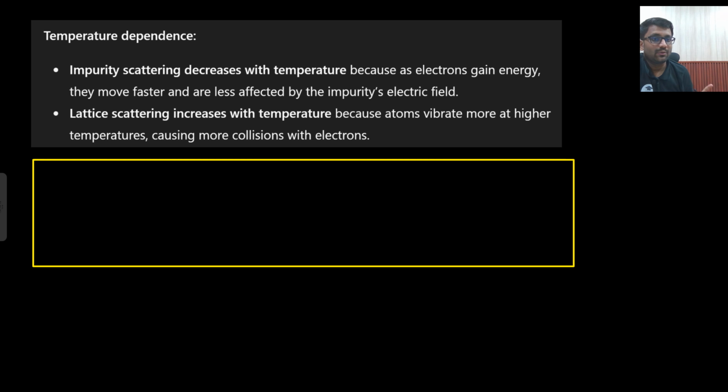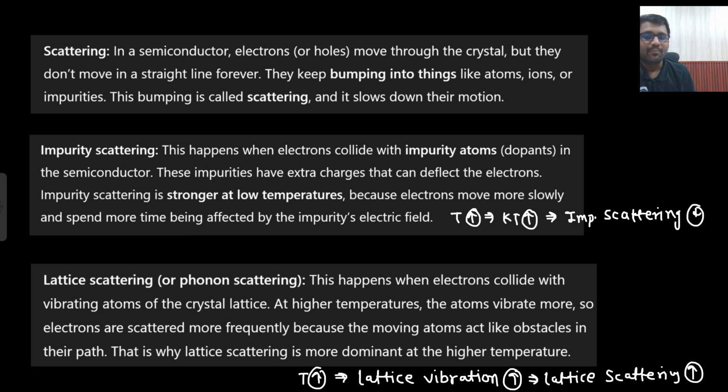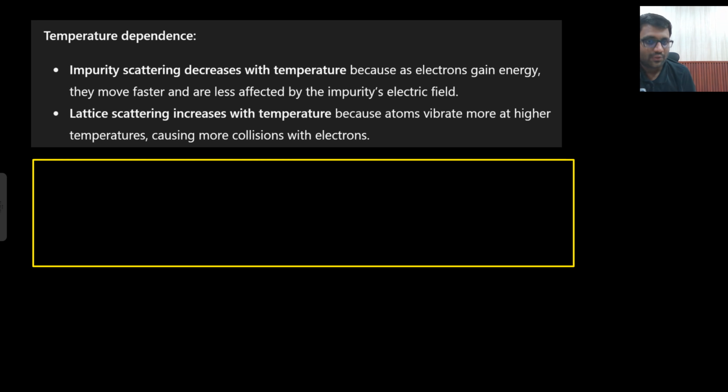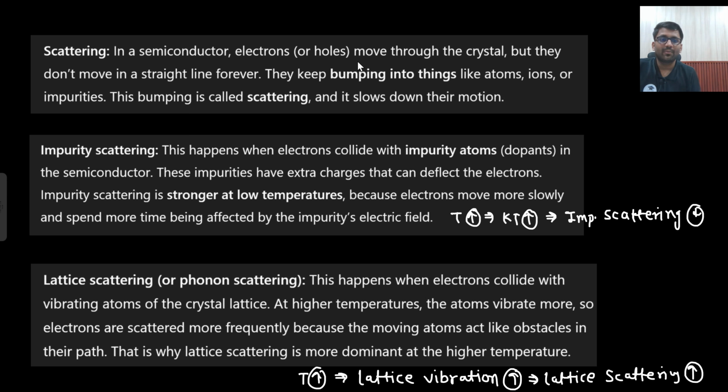Now a very important part is about to come. In the beginning I told you, because of scattering mobility will always decrease. Because what is the meaning of scattering? Scattering means electrons are not able to move freely, they are not able to move in a straight line. That means they are being scattered, they are having some hindrance. Because of the scattering, mobility will always decrease.